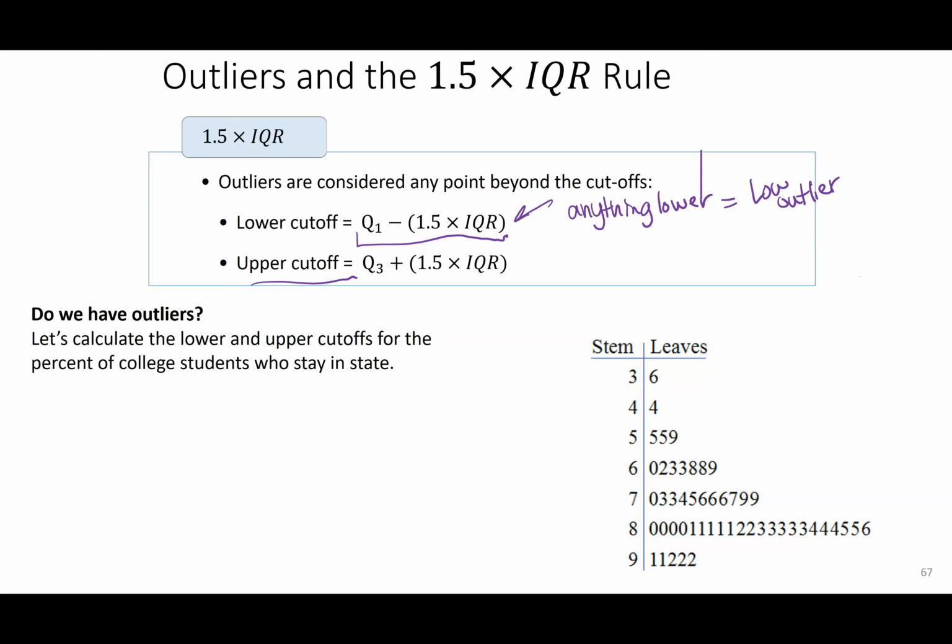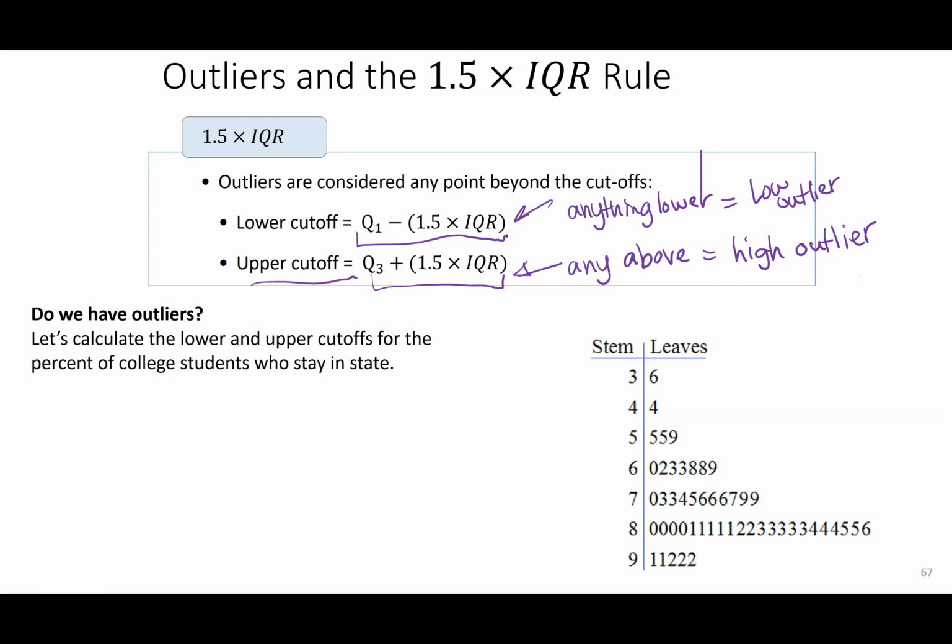Versus our upper cutoff, anything above this is going to be a high outlier. And there are no guarantees. There don't have to be outliers. But this is really helpful for finding them when we do have them.